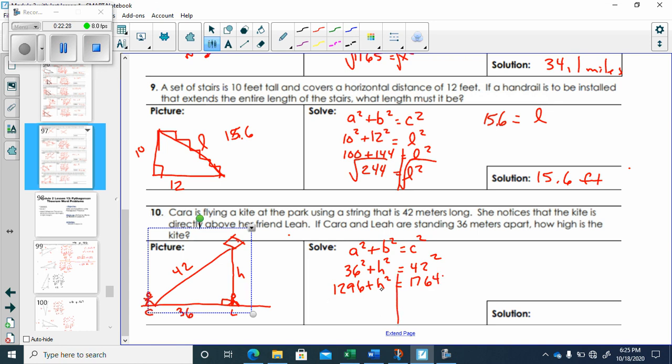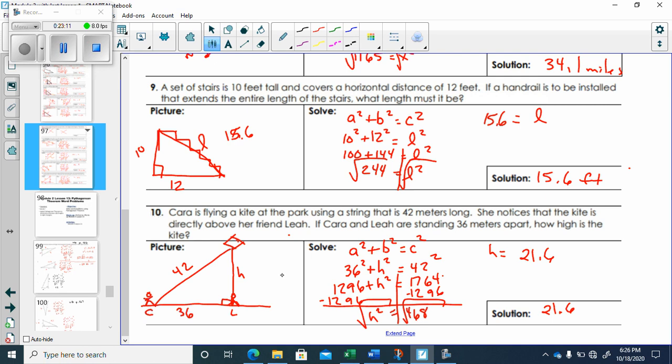Notice the 1,296 is added to the H squared, so I need to subtract it from both sides, don't I? Subtract 1,296 from both sides, and H squared is equal to, let's see, 1,764 minus 1,296. That would give me 468. I'm not looking for H squared, I'm looking for H. So I take the square root of this H squared and I take the square root of that. And H is equal to the square root of 468. Second function, square root 468. Would give me 21.6. Okay, that is in what, meters?